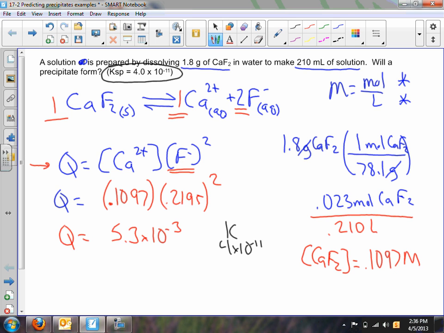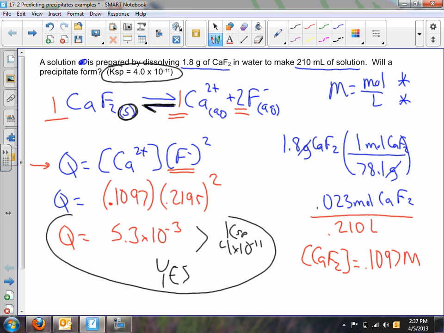Well, how does Q compare to K? Negative 3 is bigger than negative 11, so Q is larger than KSP. If the Q is larger, it's going to have to become smaller by making more reactants. So what's going to happen is it's going to shift to the left, and if it shifts left, we are making a solid. So will it precipitate? The answer is yes. And the reason is because your Q is greater than KSP, so it needs to shift left and make that solid.